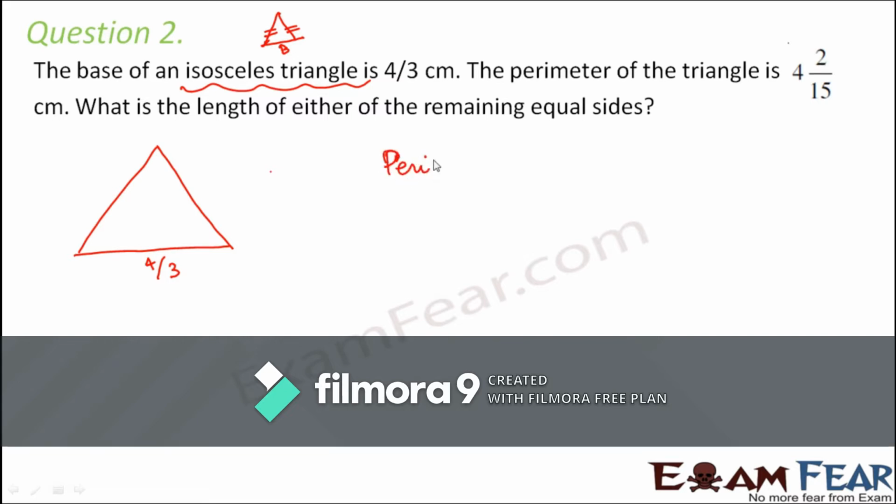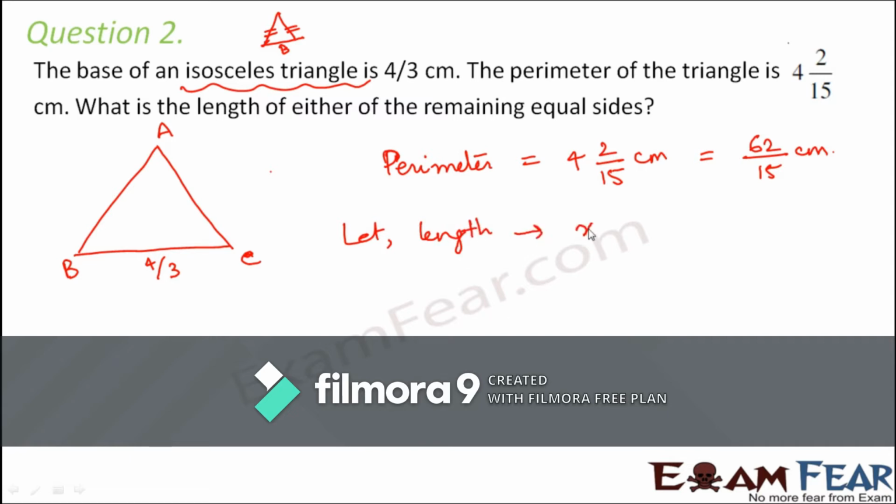Now do you know what is perimeter? Perimeter is nothing but the boundary. So when we say the boundary of the triangle, that would mean this entire length. So let's say if this is ABC, so AB plus BC plus CA would be the perimeter of this triangle. Now in the question it is given that perimeter is 2 by 15 centimeters, which would be 62 by 15 centimeters. So that's given. Now let us assume that the length of the remaining equal sides is equal to x. So let's say that this is x, this is also x, because both of these are equal in an isosceles triangle.